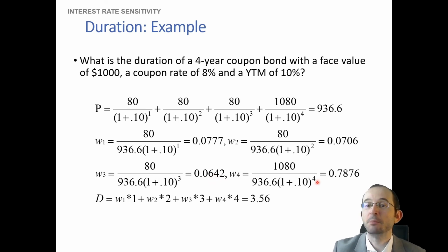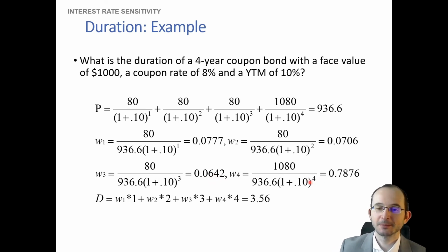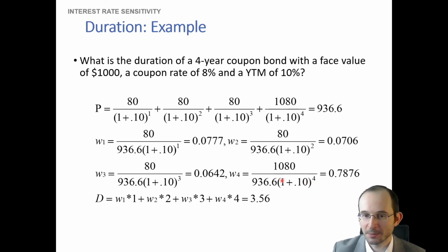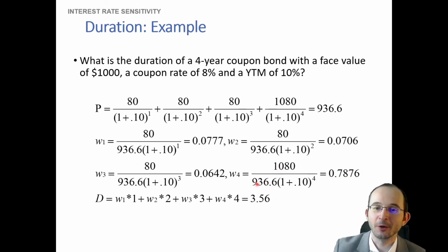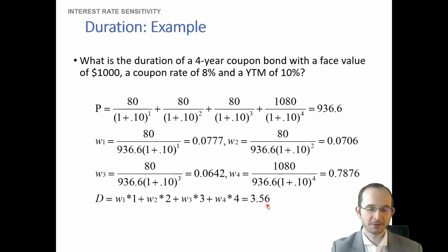And of course, since this bond pays off most of its total cash flow in year 4, which is the repayment of principal, we shouldn't be surprised that the weight assigned to the year 4 maturity is the greatest at 78.7%, mostly because the present value of this last cash flow is the vast bulk of the total value of the bond. So now working out the duration formula as literally each weight times each maturity summed up, we see that the duration is 3.56 for this bond.